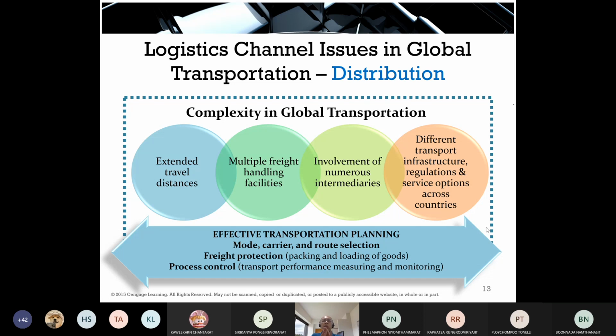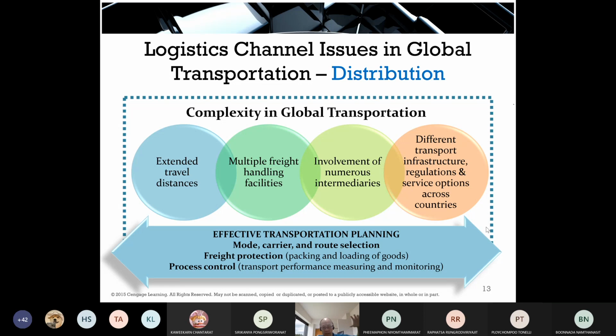You can see that global transportation is really complex. It increases the risk of disruption because it's long distance. Freight has to be handled by multiple facilities, for example a PUD terminal, break bulk terminal, port, and then break bulk terminal, and then PUD terminal again. There are numerous intermediaries, so many people in between, like boats, trucks, and rail. And each country has different rules.